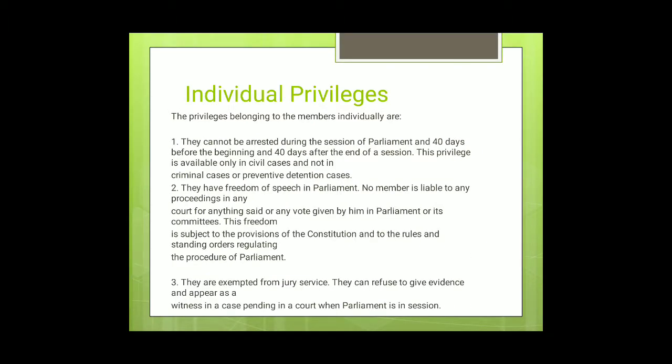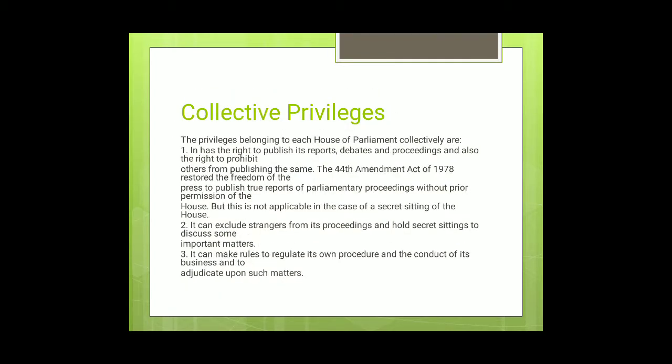But these are not enough, there are many more. It can punish both members as well as outsiders for breach of its privilege, for its contempt. Then it has the right to receive immediate information of the arrest, detention, conviction, imprisonment and release of a member. Then it can institute inquiry, order the attendance of witnesses and send for relevant papers and records.